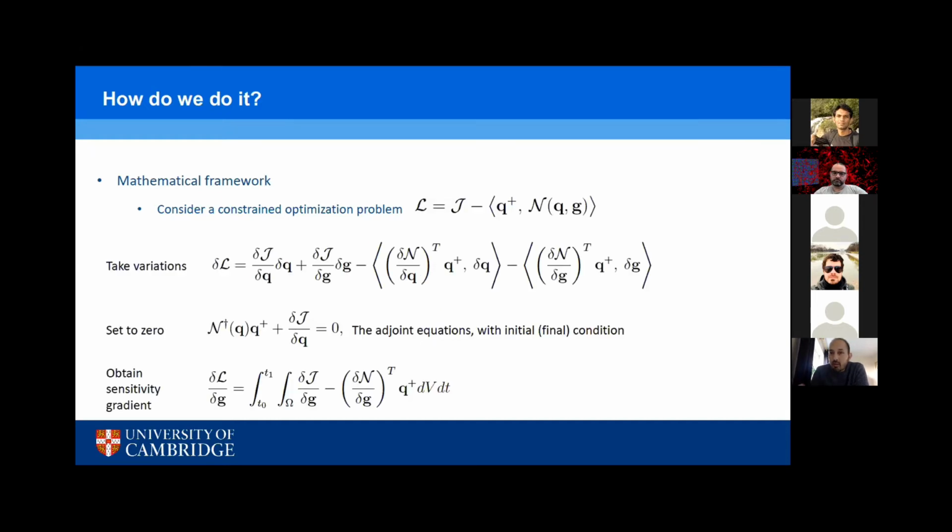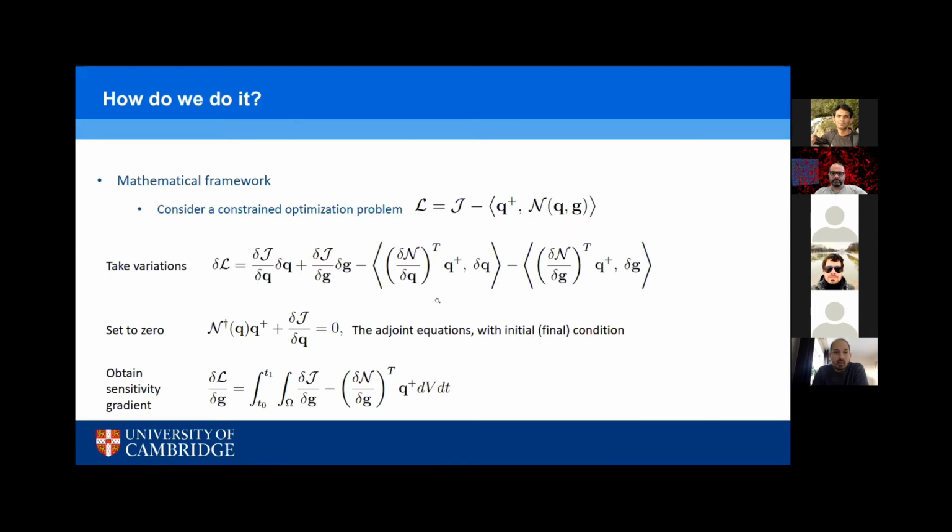Now, it involves a bit of calculus. So what we do is we know that at optimality, a necessary condition is that the first derivative of a functional is 0. So we take variations of our constraint optimization problem. That gives us the first line over here. It gives us 3 terms, well, 4 terms actually, in terms of variations of the state, variation with respect to the parameters.